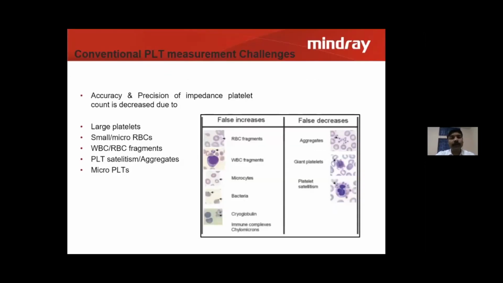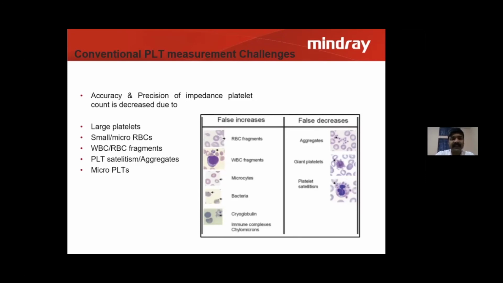So apart from the new parameters, we were facing some measurement challenges in the platelet count using the conventional measurement. As you all know, when we are dealing with coagulation disorders, we should measure the platelet very accurately. Otherwise, it can mislead you to some other disorders. So the measurement of an accurate platelet count is very important. So what are the challenges?